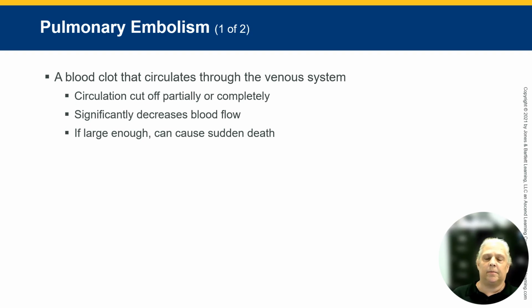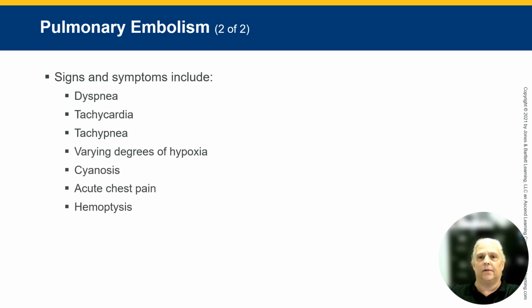Okay. A pulmonary embolus is a blood clot that circulates through the venous system and lodges in the pulmonary artery. It is going to reduce the amount of blood flow to part of the lungs. Your signs and symptoms are going to include dyspnea, tachycardia, fast heart rate, tachypnea, fast breathing, varying degrees of hypoxia, cyanosis, acute chest pain, hemoptysis. If the embolus is large enough, it's going to cause complete obstruction of the output of blood from the right side of the heart, and it can result in sudden death.